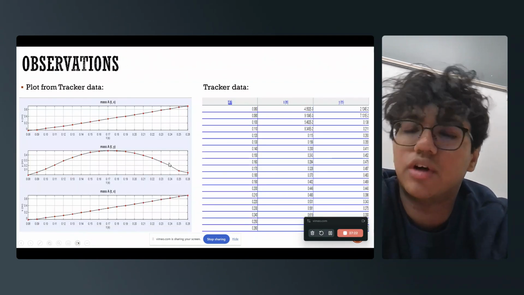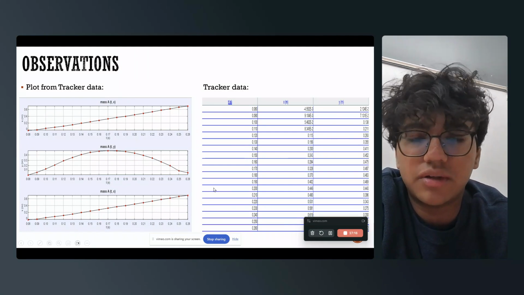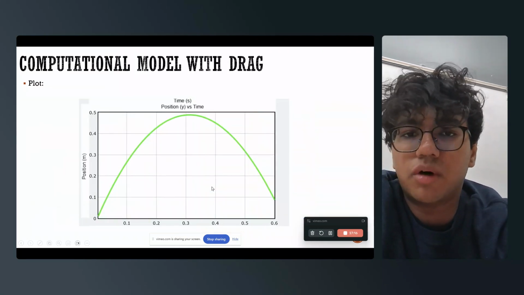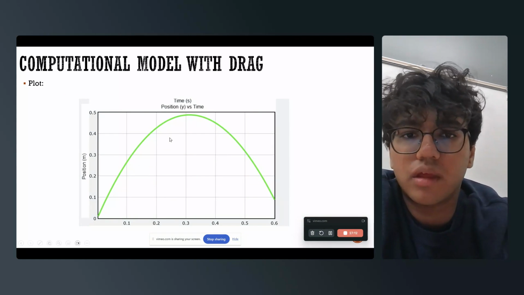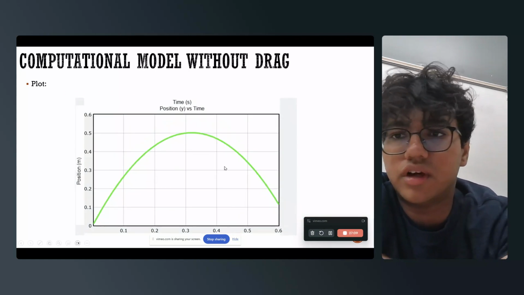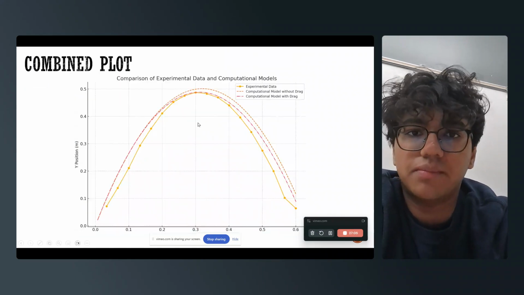The observations: on the left is a plot from the Tracker data, and on the right is the actual Tracker data. For the computational model with drag, this is the plot of position versus time. This is the plot for the computational model without drag for position versus time.